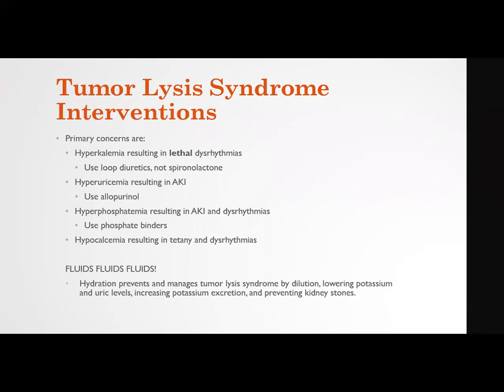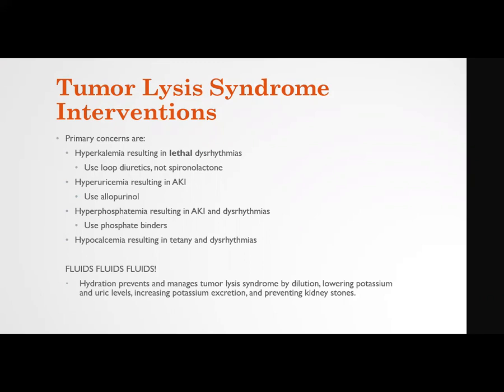So for your hyperkalemia, you can use things like loop diuretics in order to get rid of some of that potassium. Hyperuricemia, you can use things like allopurinol. For your hyperphosphatemia, you can use things like phosphate binders. Hypocalcemia, you can give them calcium. And remember, fluids, fluids, fluids.